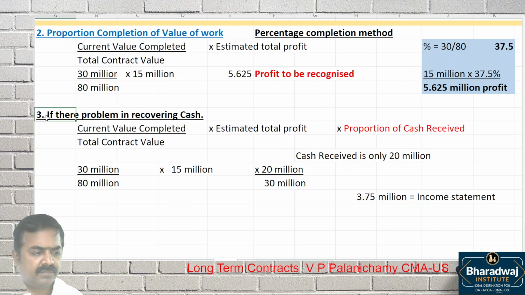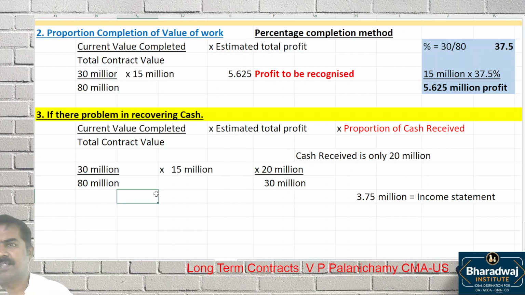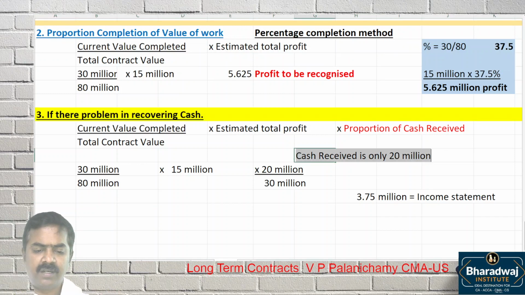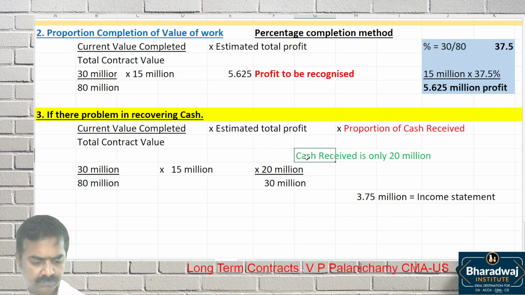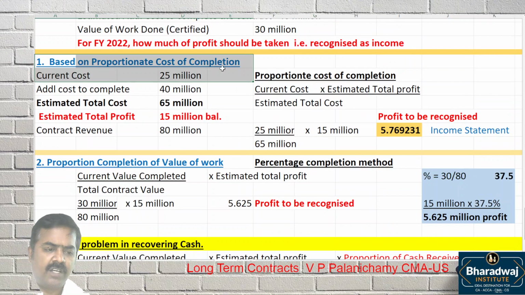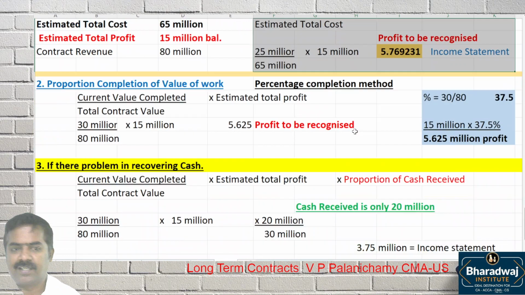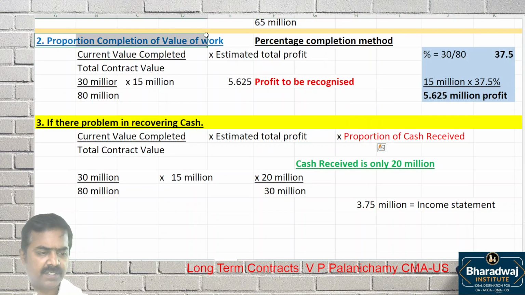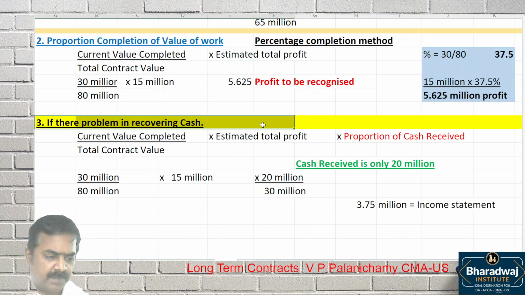This third method is rarely used. So unless otherwise specified in the exam, the IMA exam, that there is a contingency or a problem in recovering cash, then follow this method. If they use the words based on proportionate cost of completion, go for the first one. This is what is widely tested in IMA. If they tell you based on the percentage of value of work done, or percentage completion method, go for the second one. And if they specifically give that there is a problem in recovering the cash, go for which one? The third one.